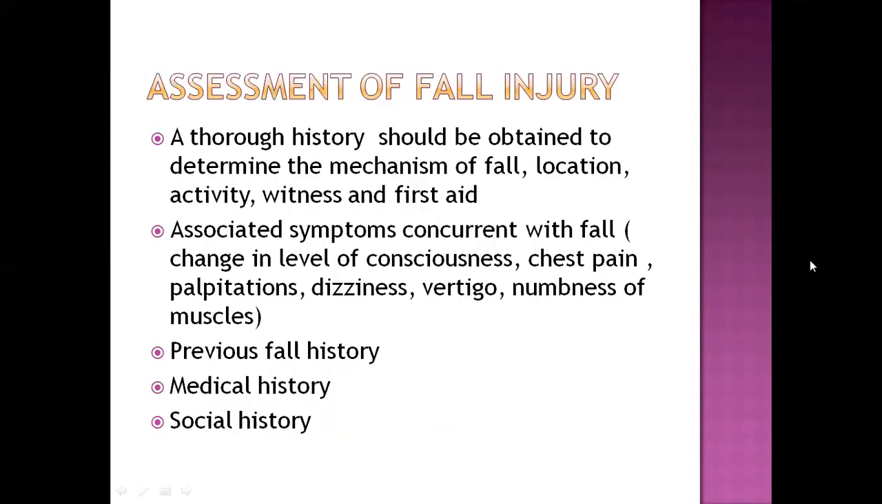You can assess as a nurse, you can assess fall injury by obtaining history. First of all, while collecting history, you can ask about mechanism of fall, location of the fall, activity of the patient, witness, and first aid that was provided at the site. Also, you can ask about associated symptoms because some of the symptoms can be threatening. You can ask about symptoms like change in the level of consciousness, chest pain, confusion, palpitation, dizziness, or numbness of muscles. Also, you should ask about medical history, that is, any disease which the patient is suffering from, any medicine that the patient is taking, previous fall history, any fall history that the patient has faced before this event, also social history. If the patient lives alone or with family, social history can be collected.